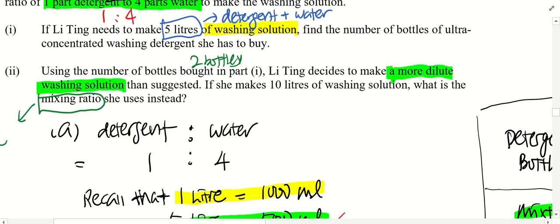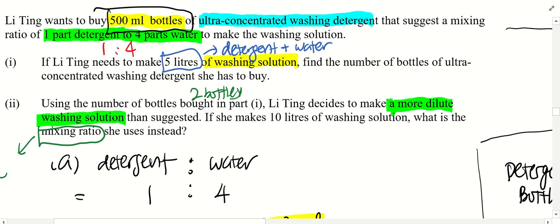Dilute means more water. So the suggested ratio is 1:4. Okay, 1:4, as we've seen above. Now she wants to make a solution that has even more water content than the recommended 1:4. So that means she's thinking of a ratio of, for instance, 1:6 or 1:10. More water content than the suggested one.